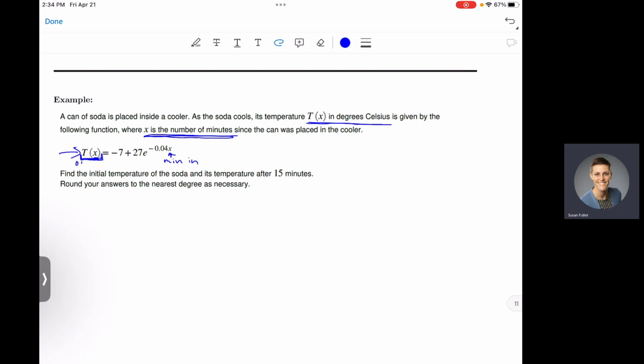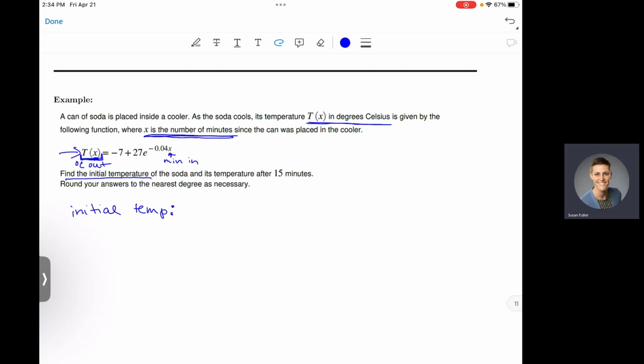So we get degrees Celsius out. So we put time in, we get temperature out. All right, and that's what we look like. Okay, we are asked to first find the initial temperature of the soda. All right, initial temperature.